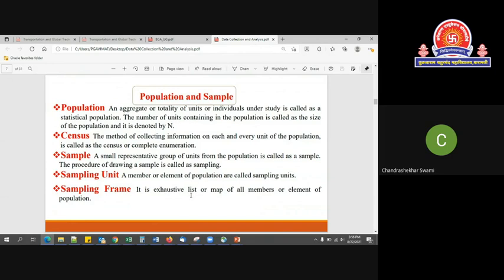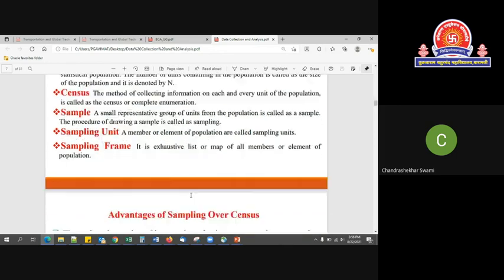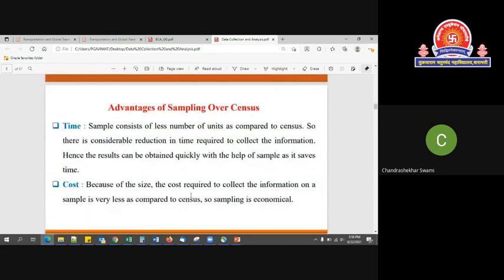If you visit a Talati office and ask them, give me the map of Baramati city, the road map of Baramati city, or the map of rivers in India, or the map of all the countries, these are also called sampling frames. It depends on what you are considering as your population. So this is our sampling frame.